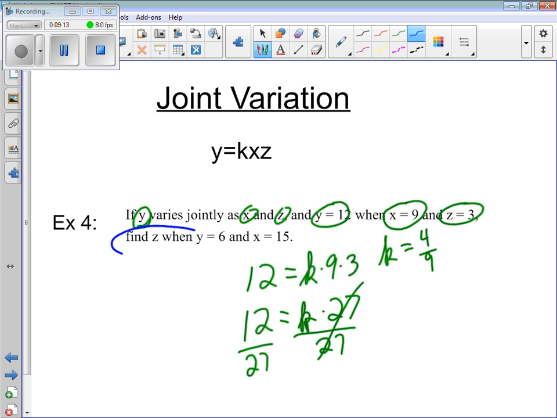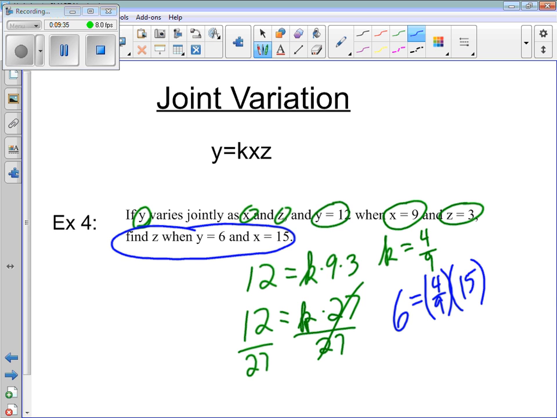Find Z when Y equals 6 and X equals 15. So we know what Y is, so now Y is going to be 6. We're going to use our K that we found, 4 ninths. We put that in parentheses, times X is 15, times Z. We don't know what Z is. So I will do this in the calculator and get back to you in a second.